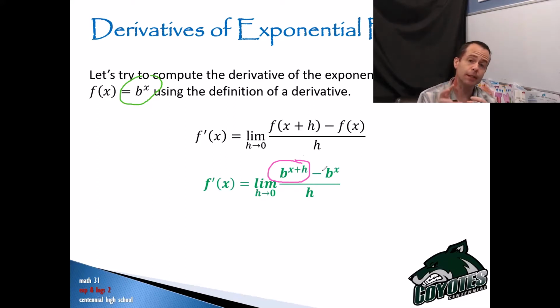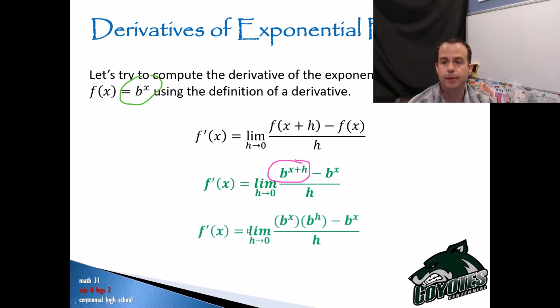So if this is an exponent where two things are added together, that means it must have been at one point b to the x times b to the h. B to the x times b to the h would have given me that b to the x plus h. Okay, so I'm going to write b to the x plus h as b to the x times b to the h. Now, why would I want to do that? Because now I have two terms on the top here, and both terms involve a b to the x. So I can factor the b to the x out, okay?